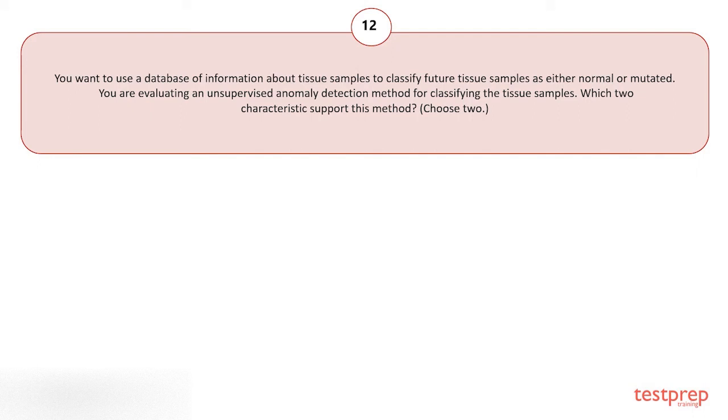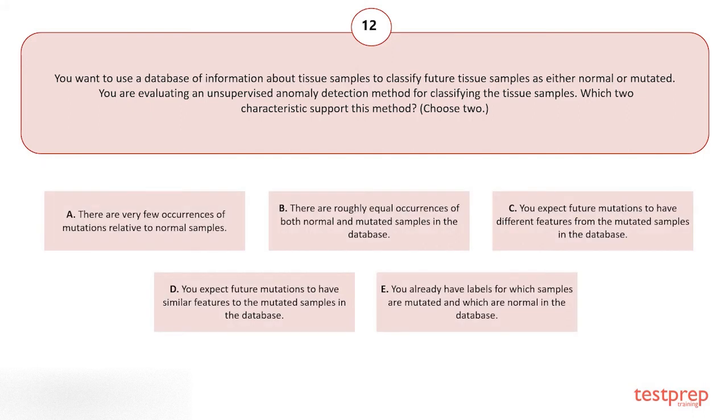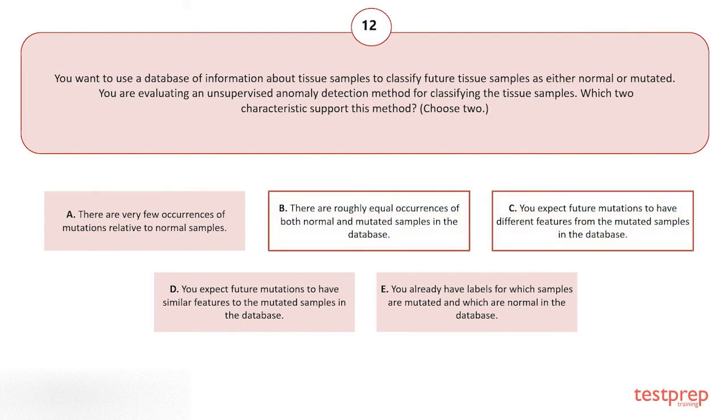Your options are A. There are very few occurrences of mutations relative to normal samples. B. There are roughly equal occurrences of both normal and mutated samples in the database. C. You expect future mutations to have different features from the mutated samples in the database. D. You expect future mutations to have similar features to the mutated samples in the database. E. You already have labels for which samples are mutated and which are normal in the database. The correct answers are option B and C.